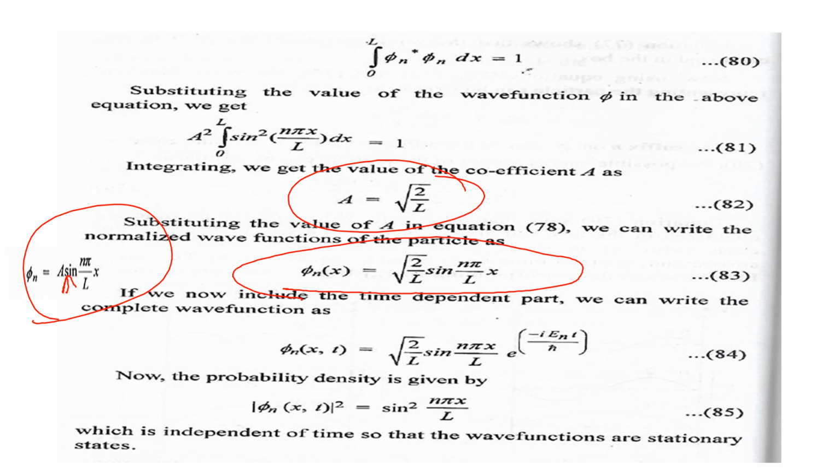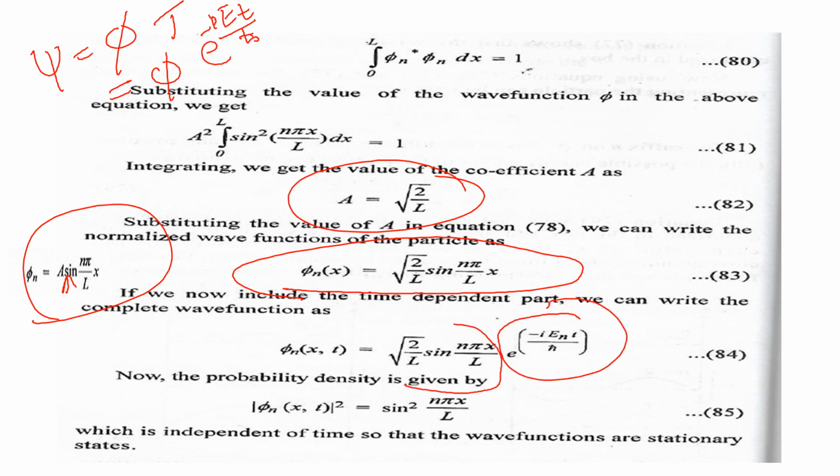Now if we include the time dependent part also, what is the time dependent part? We already added the time dependent part there. That is, psi is equal to phi times T. Here the value of T is e to the power minus i E t by h cut. This we derived earlier. So substituting that here, we can see this is the time dependent part, and this is the time independent part that we derived now.